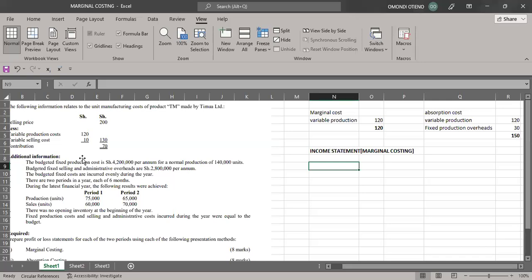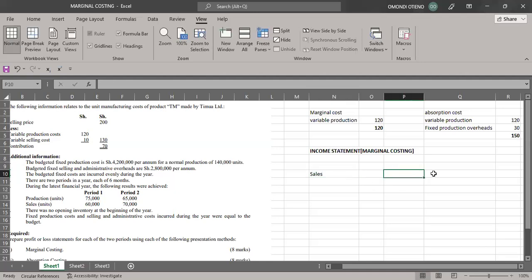Why? Because this now depends on the units of output, or units that have been produced. And remember, we have production cost. So that's where the difference comes in. So let's start with the sales figure.